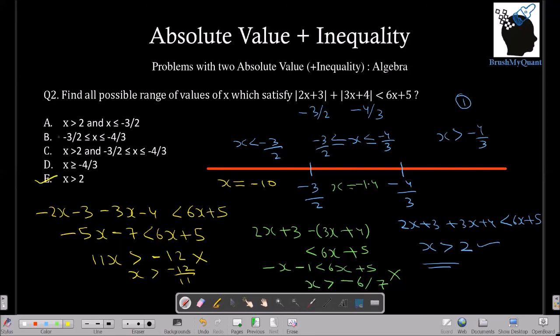Hope you were able to understand the different ways of solving absolute value problems with one absolute value and an inequality and two absolute values and an inequality.